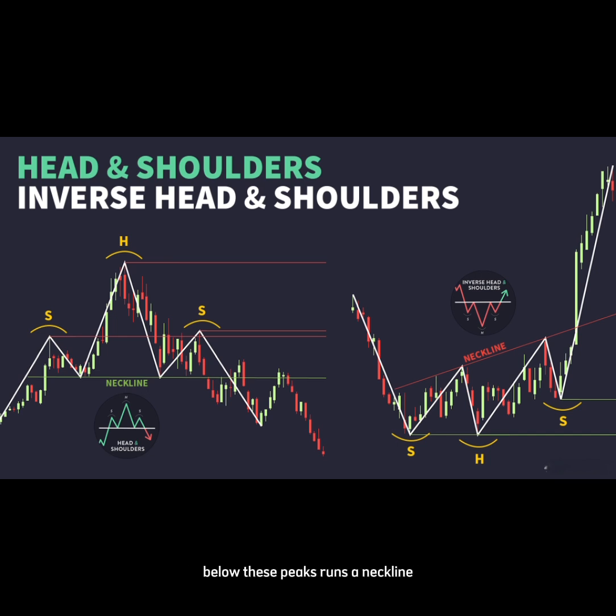Below these peaks runs a neckline, which serves as a key area of support. When the price breaks below the neckline, especially on increased volume, it often indicates that the uptrend may be reversing to a downtrend. Conversely, the inverse head and shoulders is the bullish counterpart, found at the end of a downtrend and indicating a potential move higher if the price breaks above the neckline.